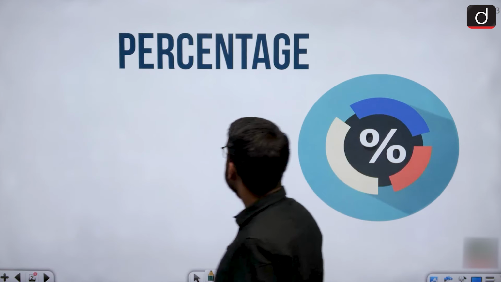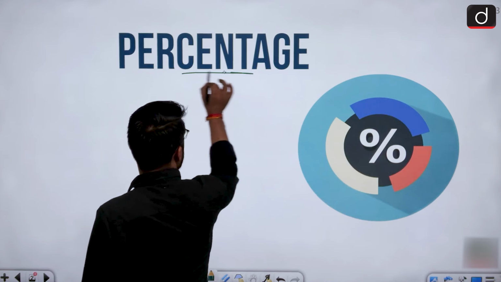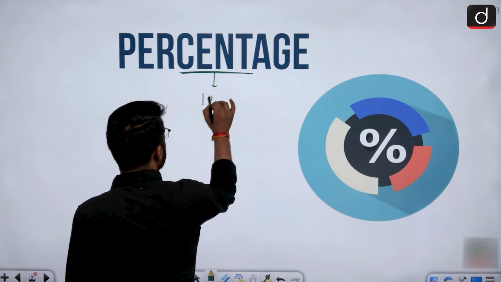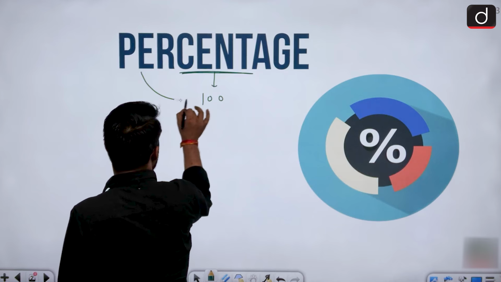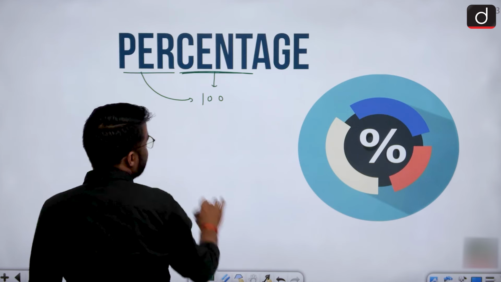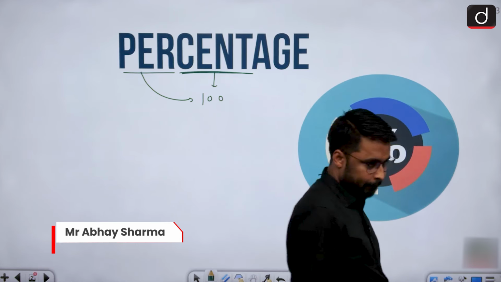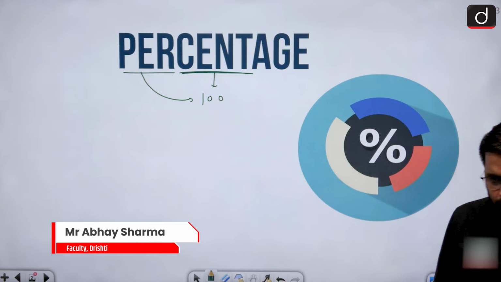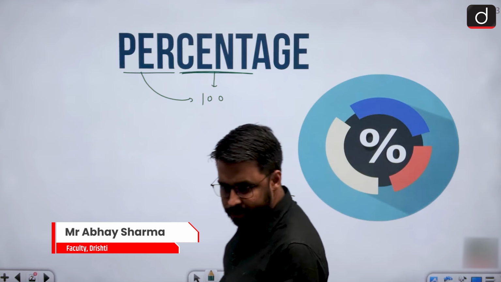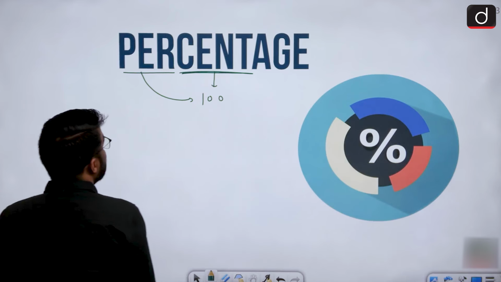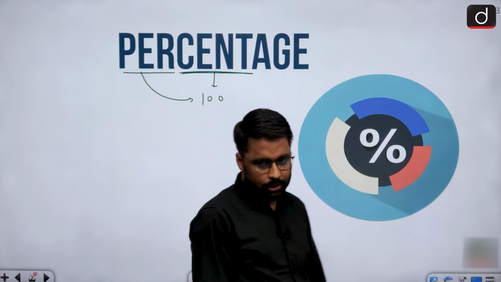See, the word percentage comes from a French word called cent. Cent means 100. So calculating any value per 100 is called percentage. Now see what happens in percentage.